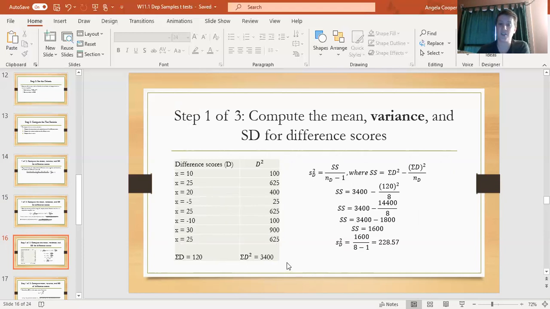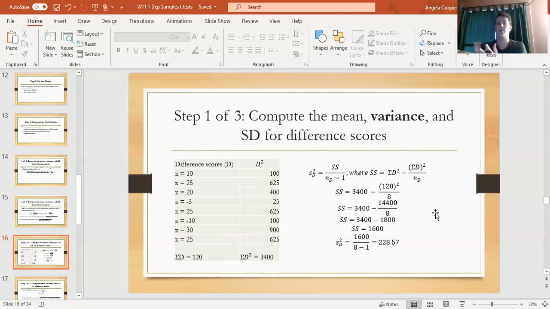The sum of the squared different scores, this sigma d squared, is referring to when we add up all of the squared different scores. So 100 plus 625 plus 400 plus 25, etc. So I have these here below the columns that they're summing, essentially.